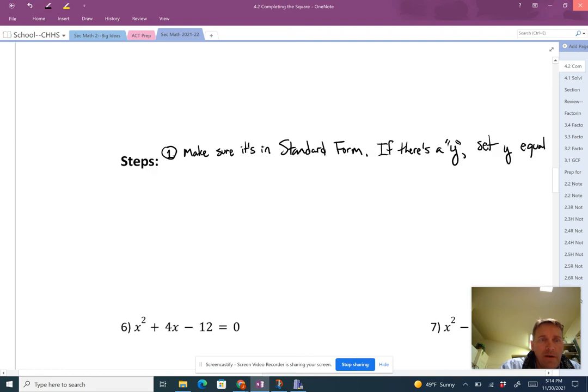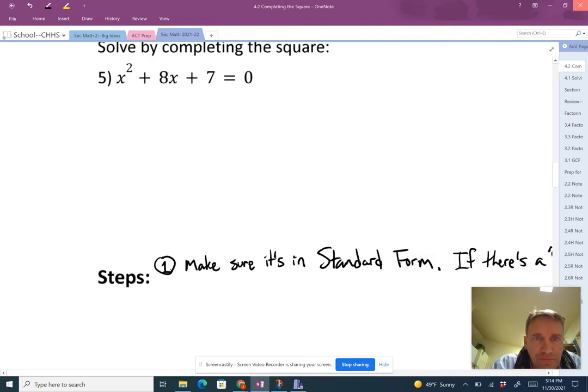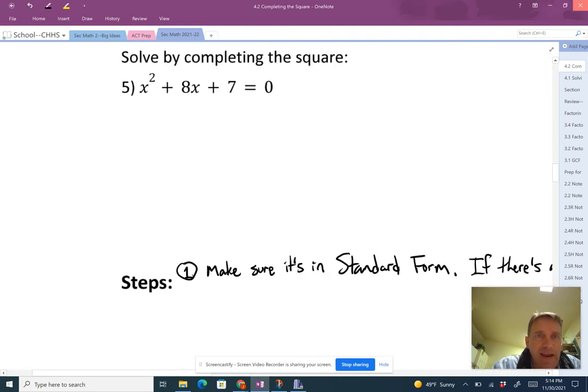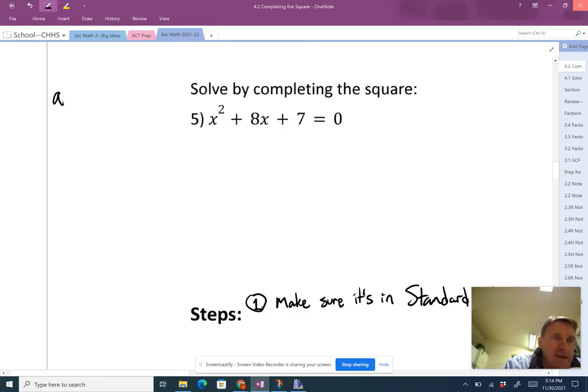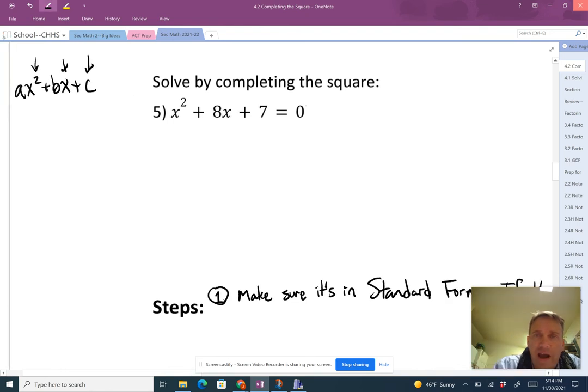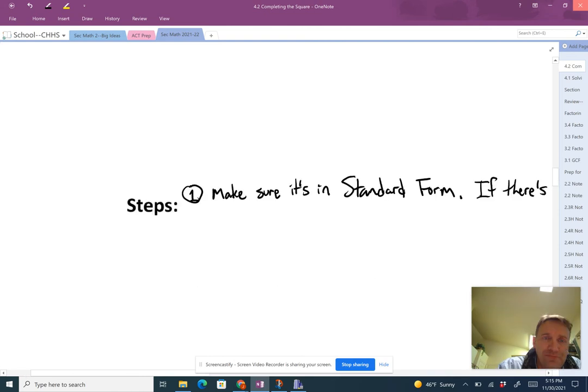And so we look at number 5. X squared plus 8x plus 7 equals 0. Remember that standard form is ax squared plus bx plus c in descending order by the degree. Degree here is 2, degree here 1, degree here is 0 as a constant. And it sure is in standard form. It doesn't have the y, it's already equal to 0, and so we're good there. So step 2.